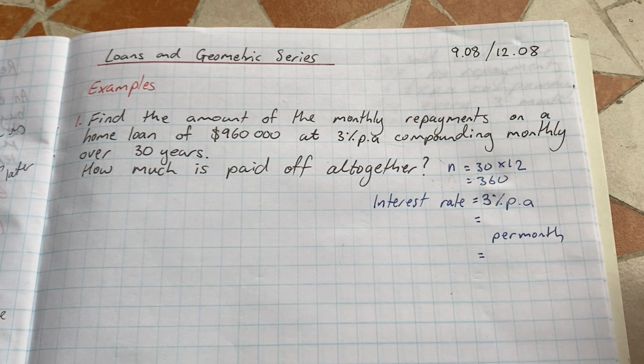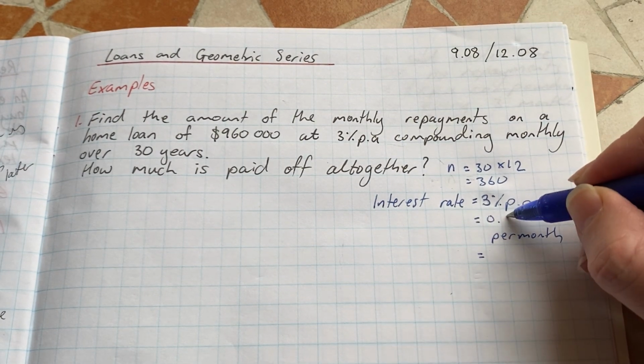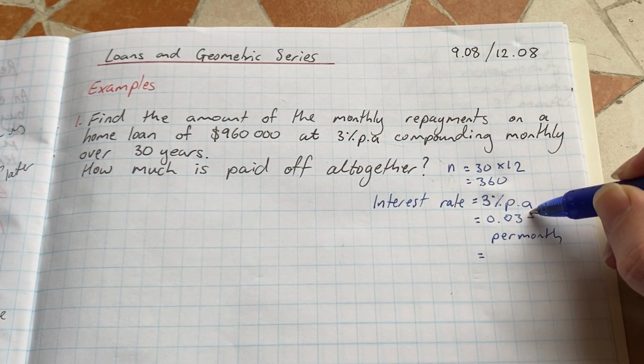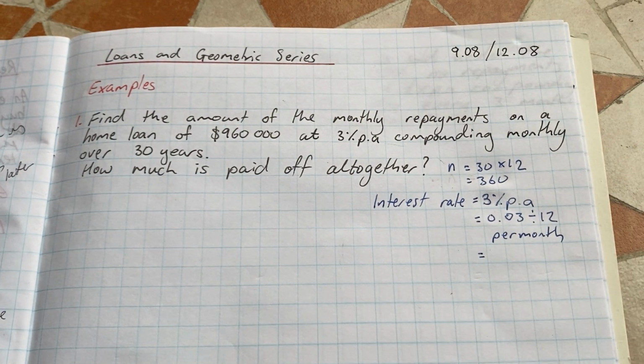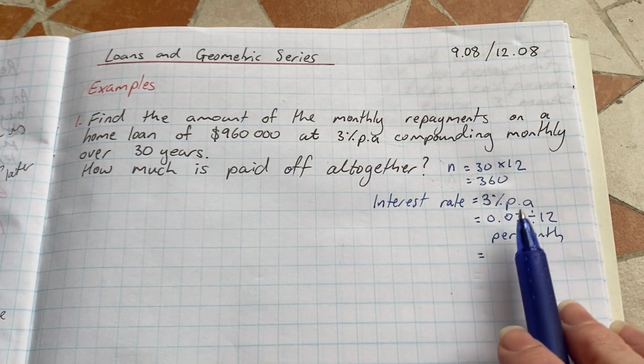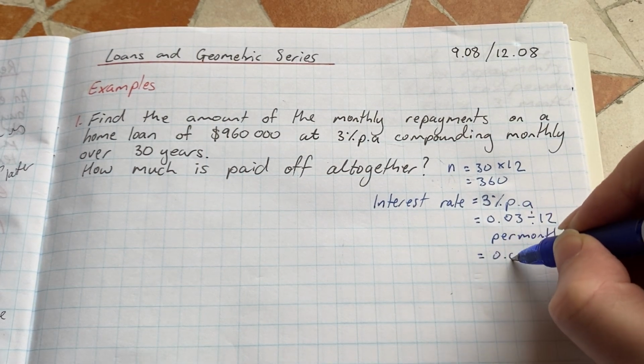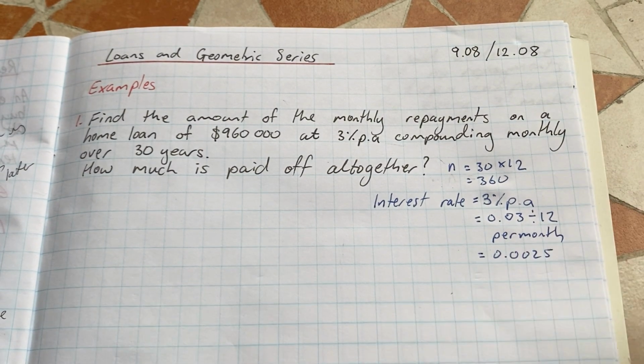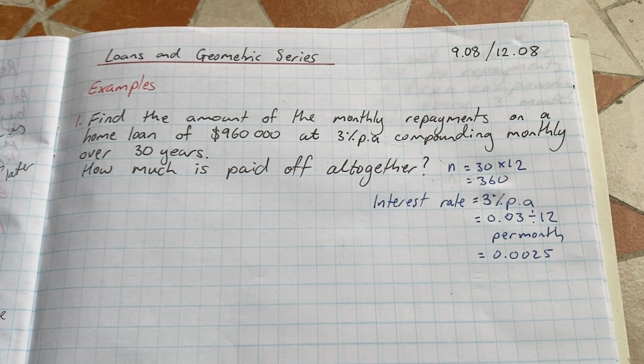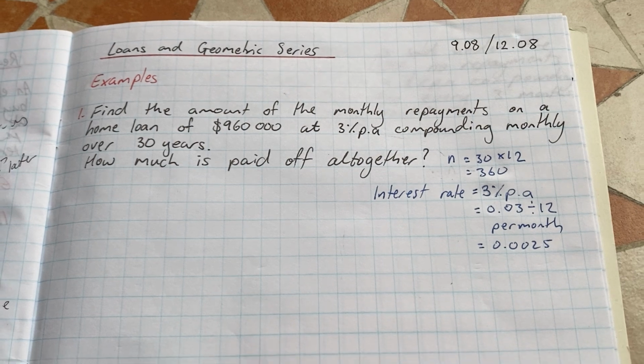Our interest rate is 3% per annum. Now remember, we need that per month as well because it's compounding monthly. And we need it as a decimal. So 0.03 divided by 12, which is 0.0025. So that's the number we're going to be using in these calculations. Okay, so let's start the process.